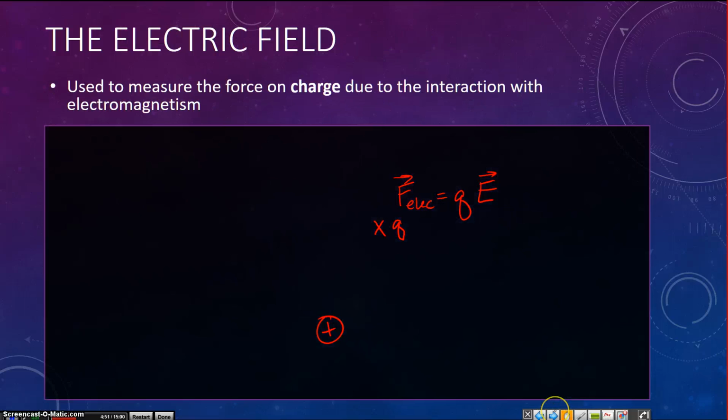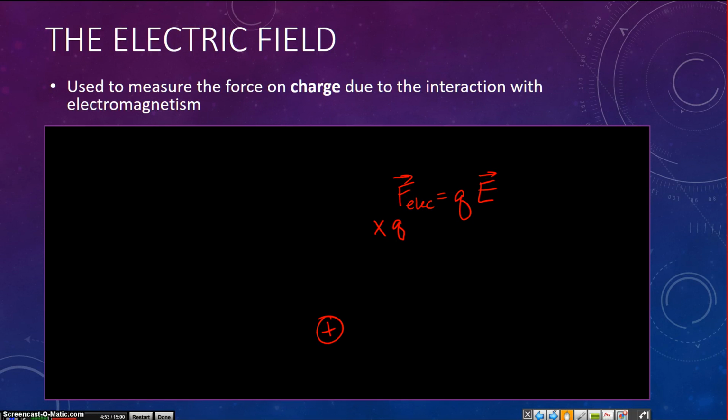When it comes to electricity, I have charge times the electric field strength gives me force. And so this is really the equation of the day. If we know the gravitational field strength, if we know the electric field strength, and we know the charge that exists at the point in space, then we can calculate the force that charge is going to feel instead of using Coulomb's law.